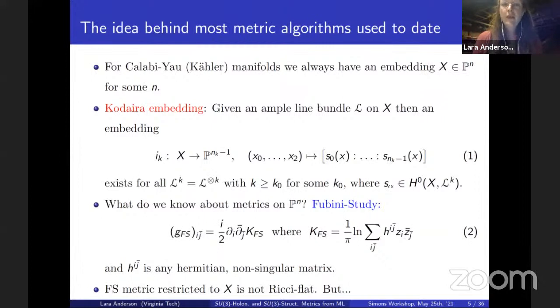So for Calabi-Yau manifolds, we always have an embedding into some large projective space. The Kodaira embedding defines such an embedding via the global sections of some ample line bundle that is defined over the Calabi-Yau X. And we can use that space of global sections as a parameterization for metrics. So on the large projective space that we would be mapping into, there is a natural metric, the Fubini-Study metric, which is defined here. This would just be the log of mod z squared, and this can be generalized by adding in a Hermitian matrix Hij. So these metrics are nice metrics on the space in which we can embed, and they can be restricted to the Calabi-Yau, but of course are not Ricci-flat.